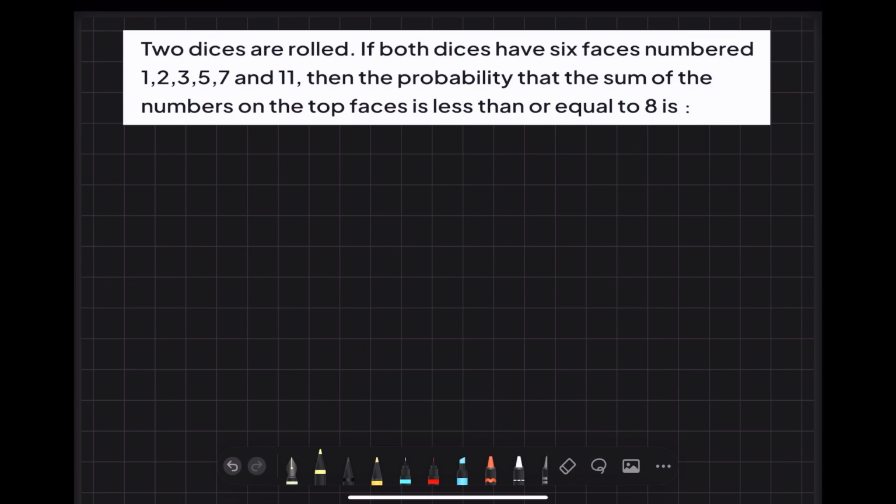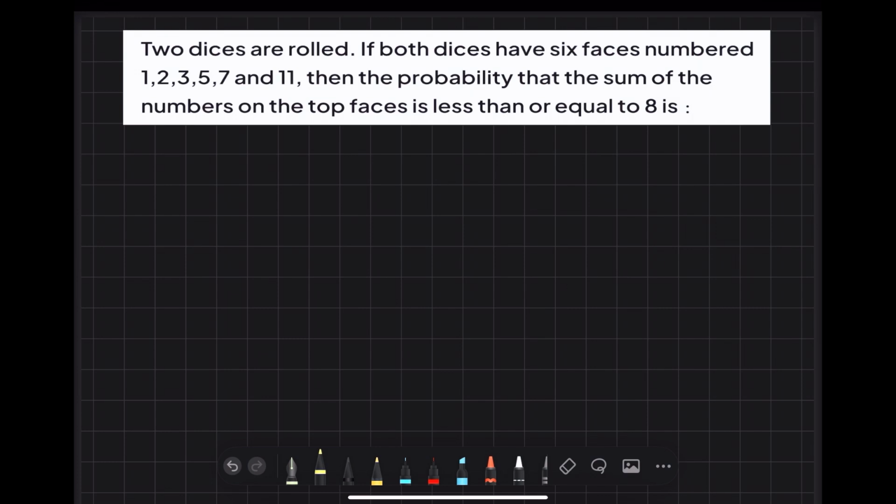If both dice have six faces numbered 1, 2, 3, 5, 7, 11 — so this die is different, but it is having six faces, that is okay. So the total number of sample space would be 6 power 2, that is 36. Then the probability that the sum of the numbers on the top face is less than or equal to 8.